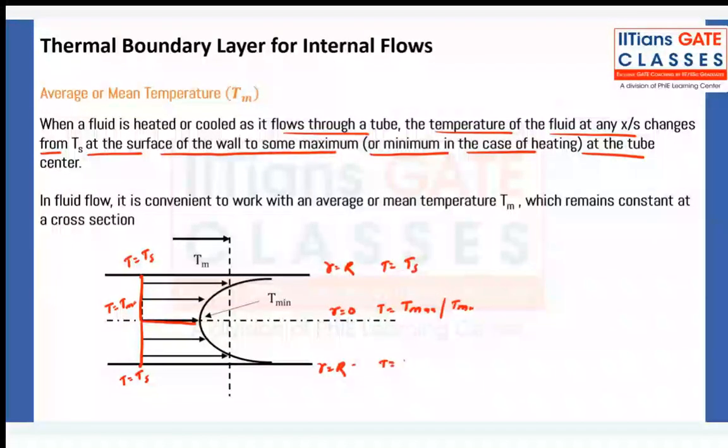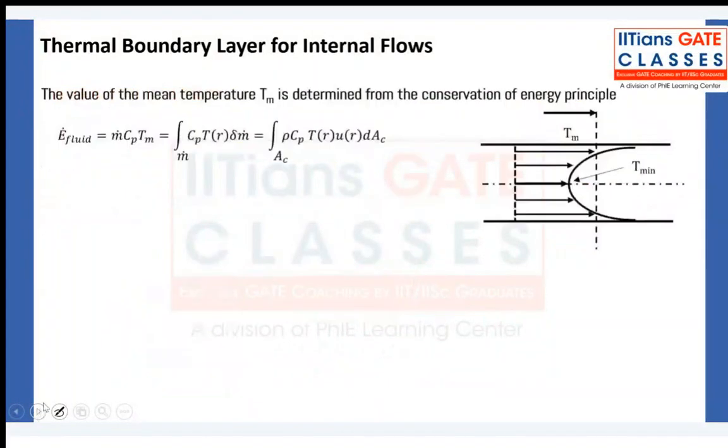So in fluid flow, it is convenient to work with the average or mean temperature, which remains constant at a cross section. So we need to define our mean temperature. How do we do that? If I need to come up with a mean temperature, what do I need to do? Can you tell me? I need to do an energy balance. Yes, I need to do an energy balance.